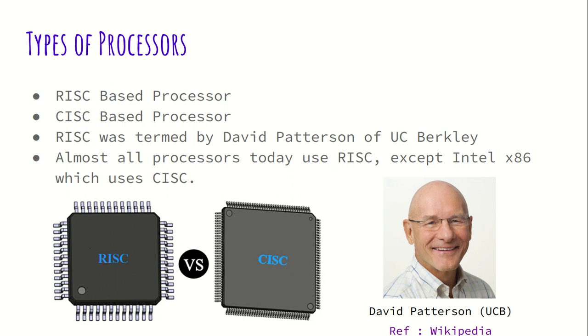Today, almost all processors use RISC except the Intel x86, which uses CISC. Michael J. Flynn views that the first RISC system was the IBM 801 design, which began in 1975 and ended in 1980. As you can see from the pin diagram of a RISC and a CISC processor, the number of pins needed for a RISC processor is less than that of a CISC processor.